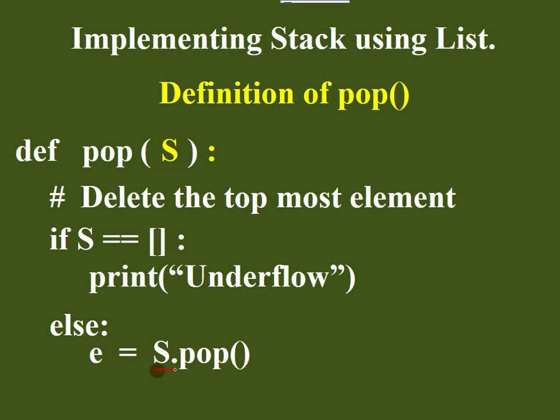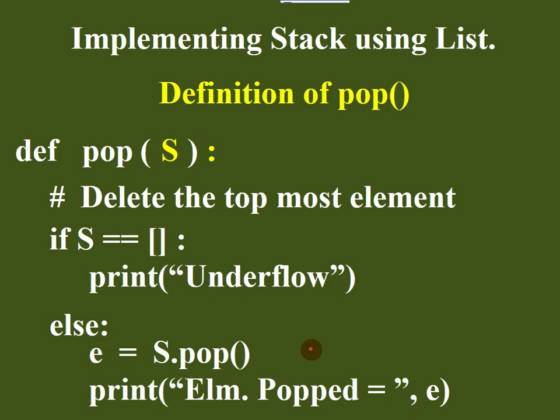So you need to call the function s.pop. This deletes the topmost element from the list, that is returned as answer stored in variable e, and you can display element deleted equal to e.